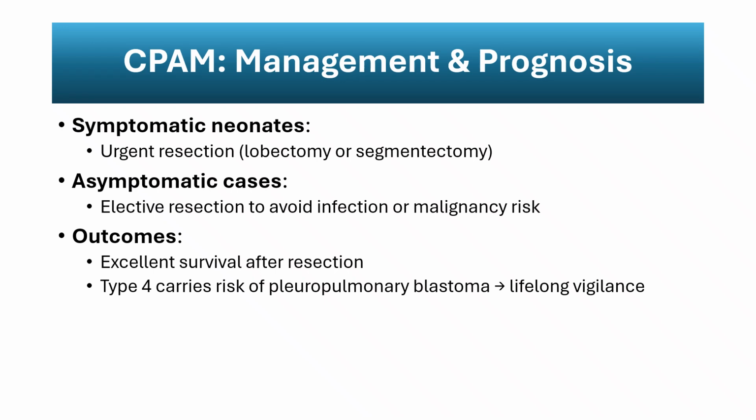Prognosis after complete resection is excellent, with most infants achieving normal respiratory function and low recurrence risk. Lifelong vigilance is required in type 4 lesions due to the risk of pleuropulmonary blastoma, and careful follow-up is advised to monitor for late complications or associated anomalies. Early identification, appropriate timing of surgery, and multidisciplinary perioperative care optimize outcomes and minimize the impact of CPAM on long-term pulmonary health.